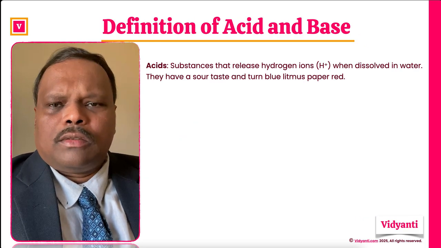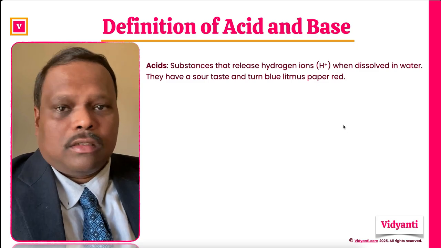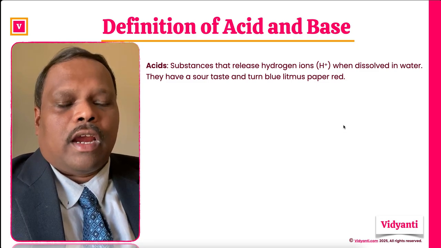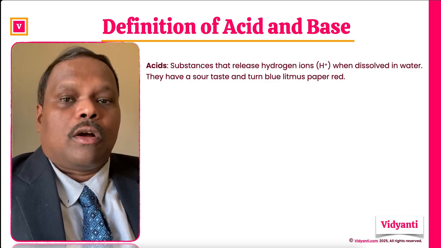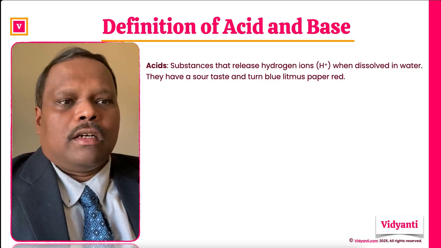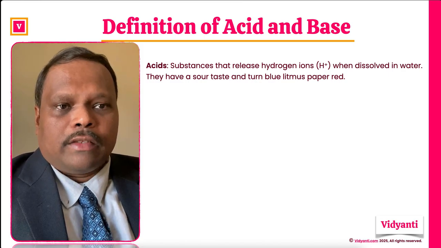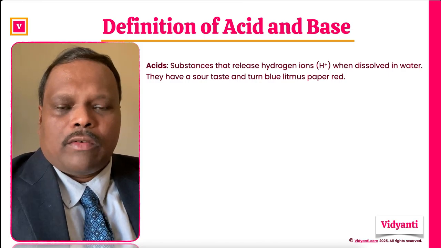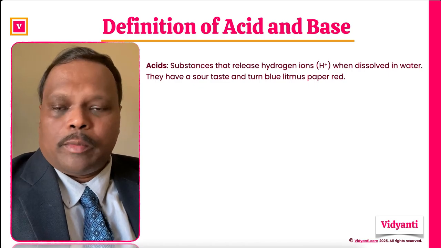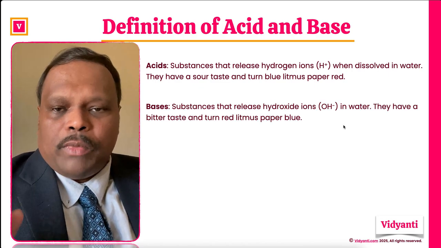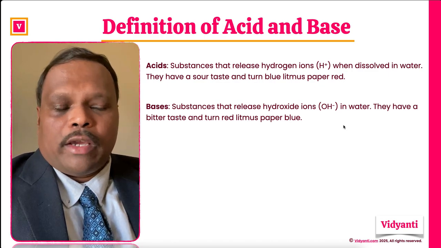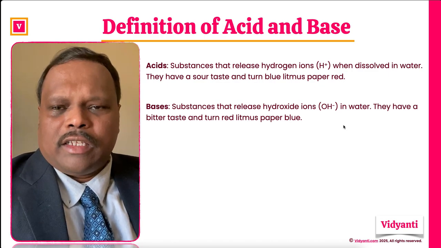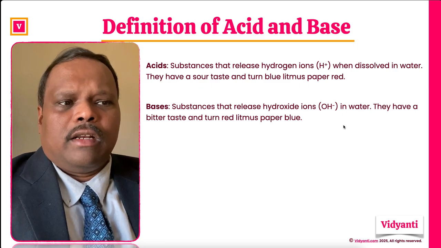Now, technical definition: acids release H plus ions, and that's why the concentration of H plus ions will be more than the concentration of hydroxyl ions. When they dissolve in water, they give hydrogen ions, which is H plus. Typical characteristics: they have a sour taste and they turn blue litmus paper red. Similarly, bases will release hydroxide ions, OH minus, when they are dissolved in water. Their taste is bitter and they turn red litmus paper blue.